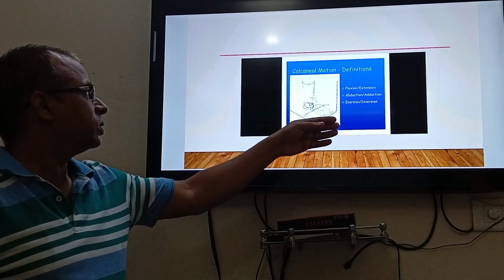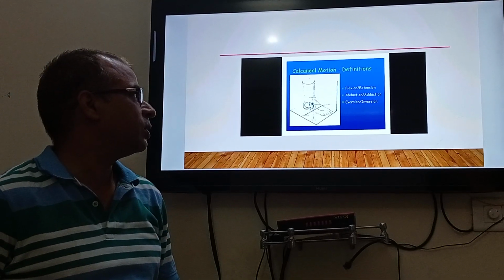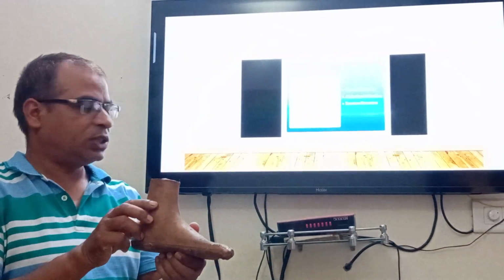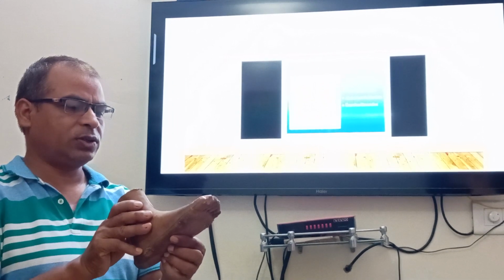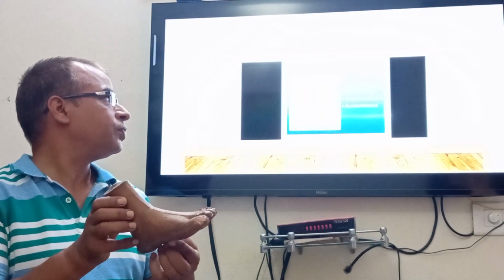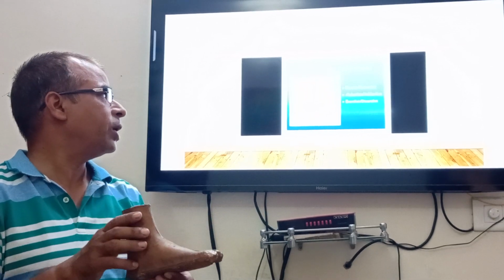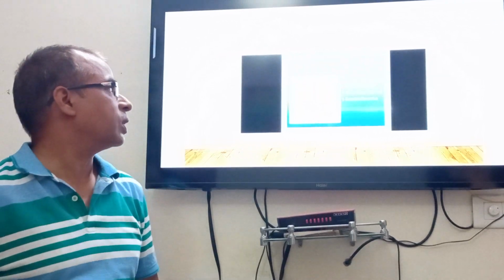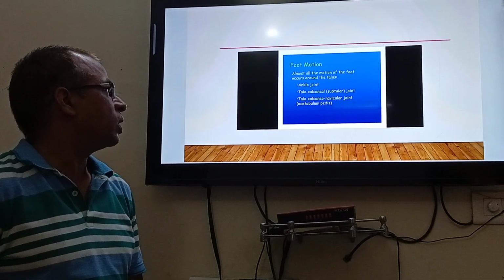And calcaneal motions: flexion and extension, abduction, adduction, eversion, inversion. If you are looking at the calcaneus, flexion and extension means plantar flexion and dorsiflexion, then inversion, and this is eversion, and adduction and abduction. These are the different movements that can occur on the calcaneus also. You can see. Next please. So almost all the motion of the foot occurs around the talus.